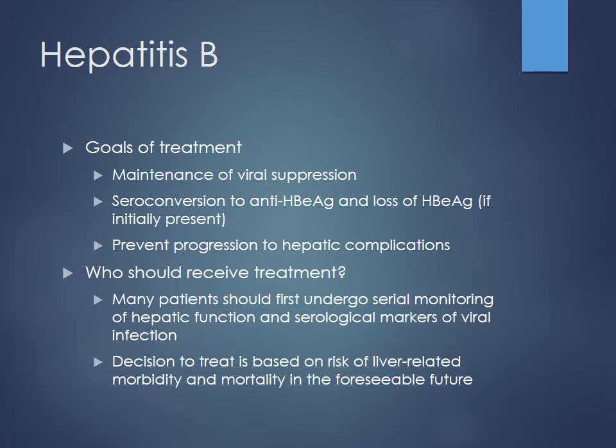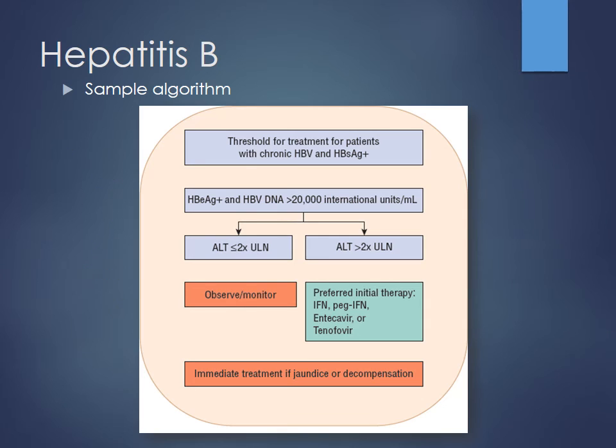Basically, how do we decide who gets treatment? Many patients end up undergoing serial monitoring of their hepatic function, and some patients will actually wait until they develop more severe disease. Some will look at their LFTs and say, okay, once you get above a certain level, this is when we're going to start treating you. The decision to treat is mainly related to their risk of liver-related morbidity and mortality. If they're high risk for developing further liver disease, you might decide to treat at that point. So if they're a chronic alcoholic or something like that, that may lead you to want to treat earlier rather than later.